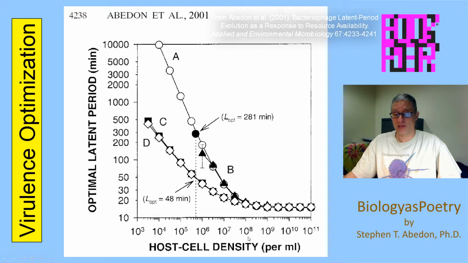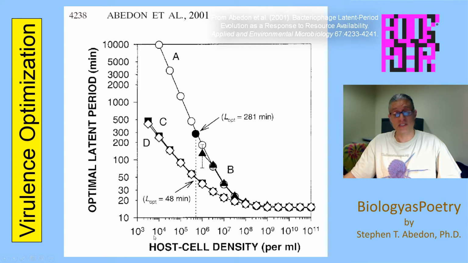So down here we have host cell density against the optimal latent period. As the latent period goes up, basically the virulence goes down, and we're seeing a variation in what latent period is optimal, therefore what level of virulence is optimal, displayed by these phages as a function of the host cell density. And as host cell density increases, the optimal latent period decreases, meaning the virulence increases.